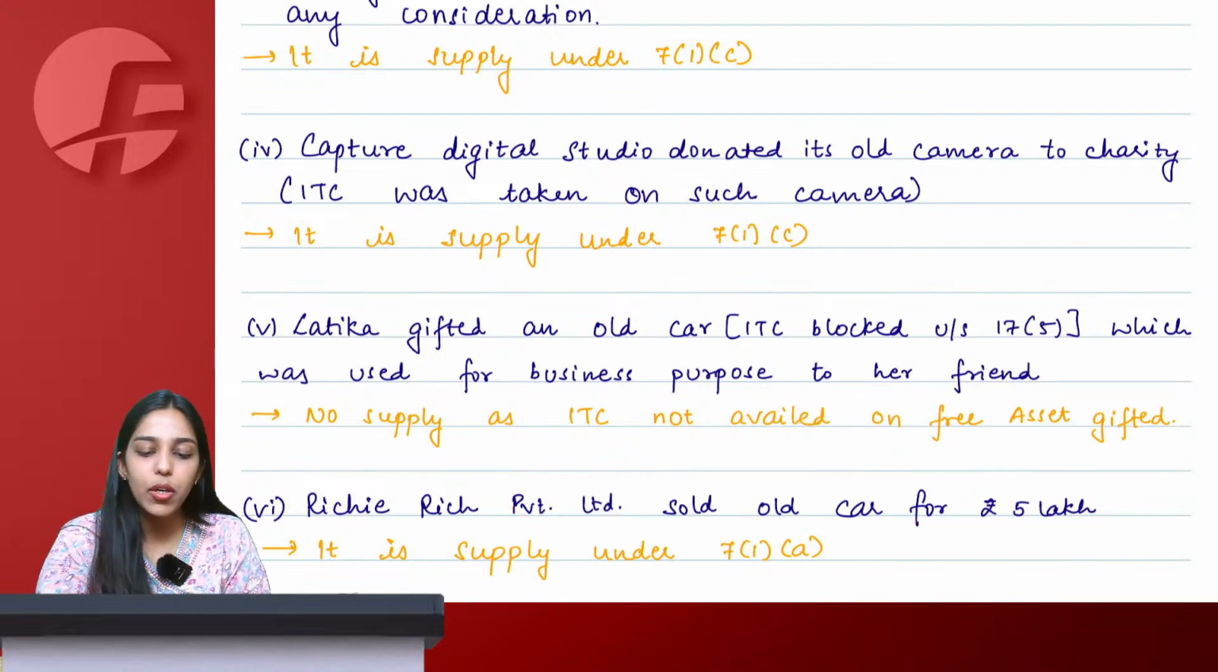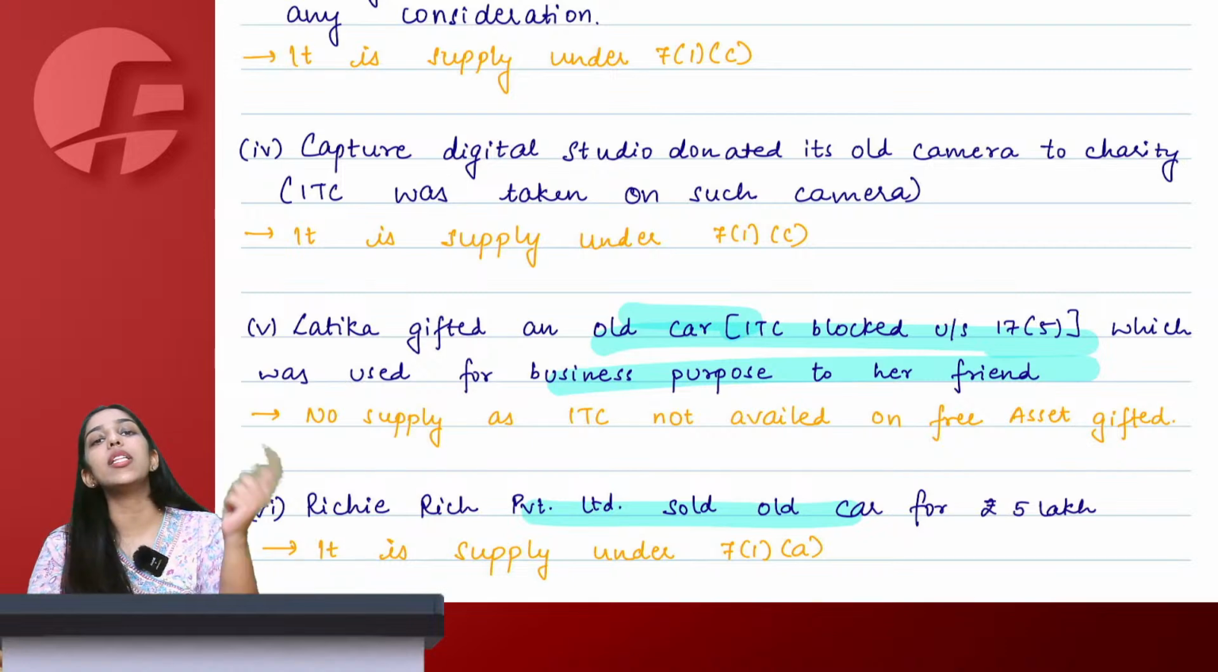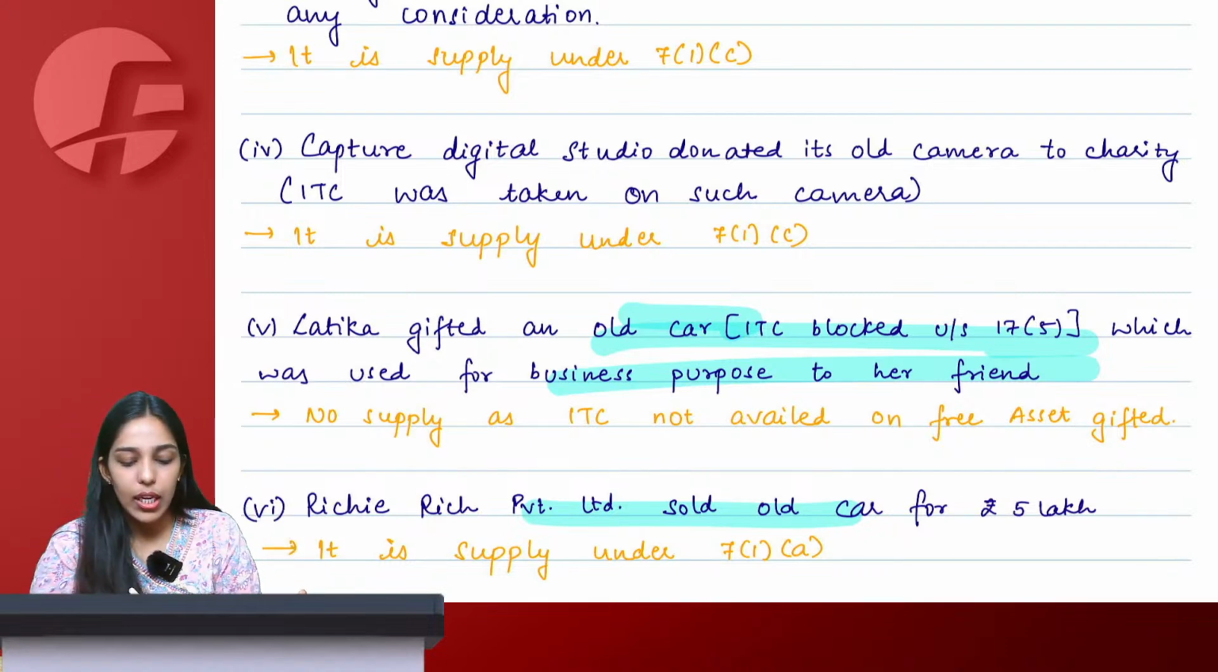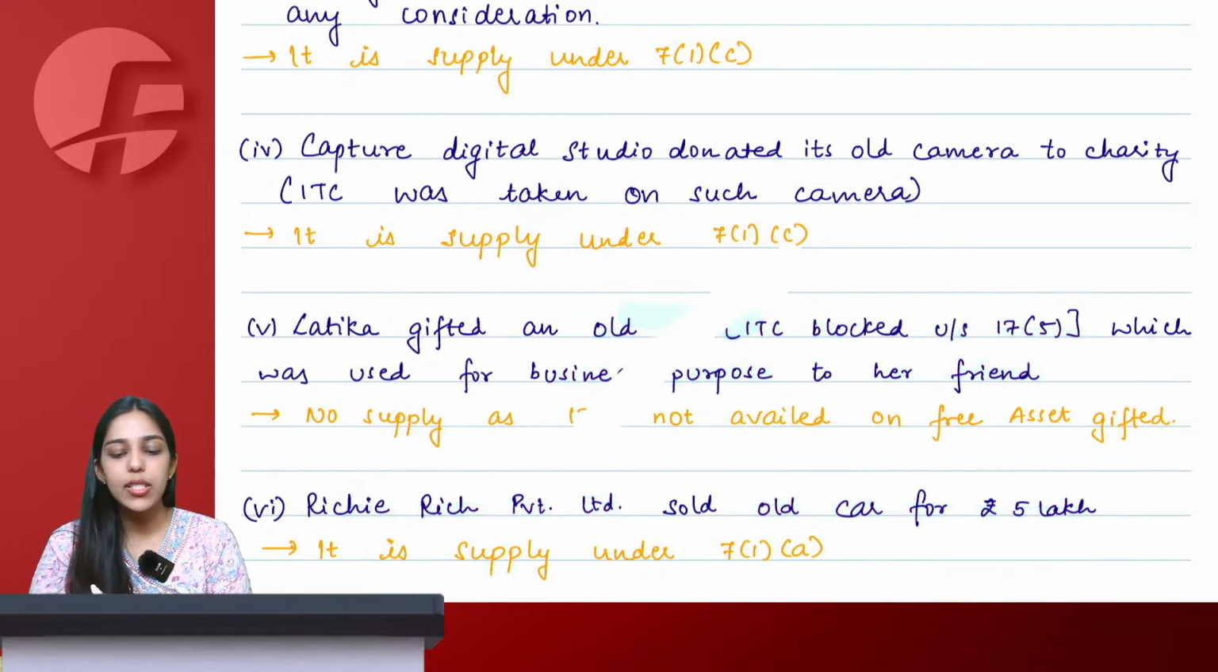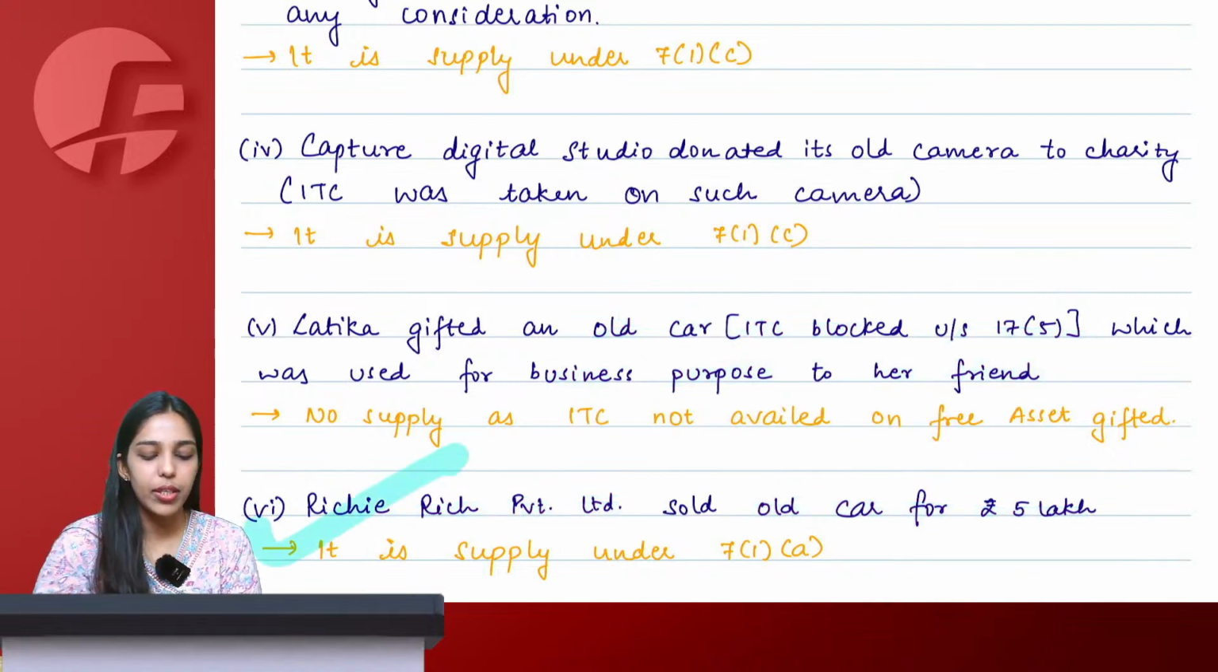Students get confused because I give this car back to back example. Here it is without consideration, therefore you need to check the ITC clause. If it is with consideration, then why check the ITC clause? Yes, so for consideration, 7(1)(a), this will be treated as supply.